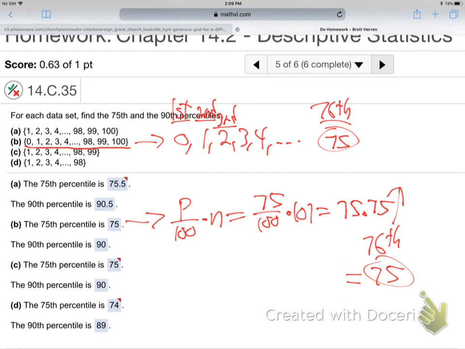Good? Are we happy? No? Not happy? Yes? Some are happy? Because you give me a little bit of the poker face. I can't read you. We good? You want me to say more about that? Is that good? How about we do the 90th, but it's the same thing. How about we go down to part C? Let's do part C, if that's okay.